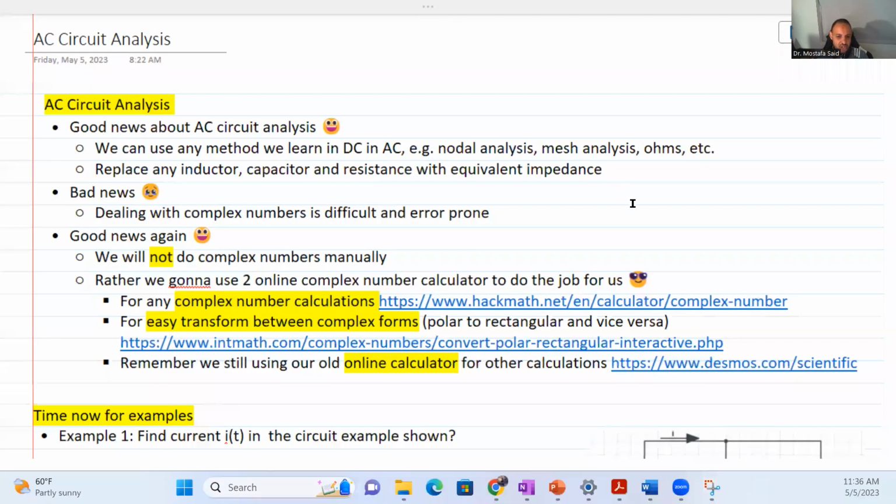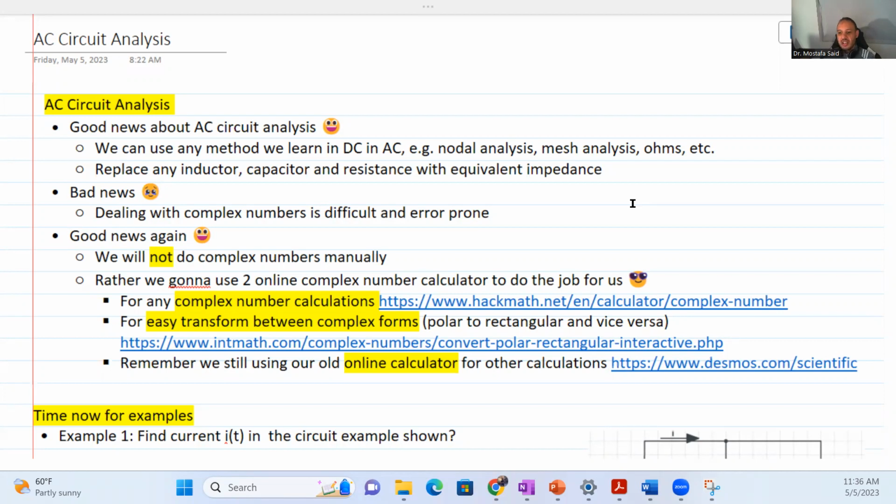Hello guys, in this lecture we're going to continue our talk about AC circuit analysis. So I'm going to just review in the beginning our steps and tips to do AC circuit analysis. We learned last time that we have some good news about AC circuit analysis: we can use basically any method we learned in DC, like mesh analysis, nodal analysis, Ohm's law, all such stuff.